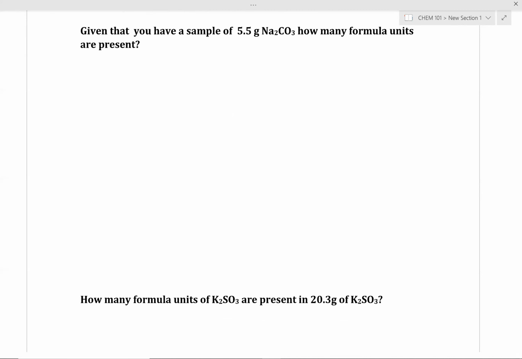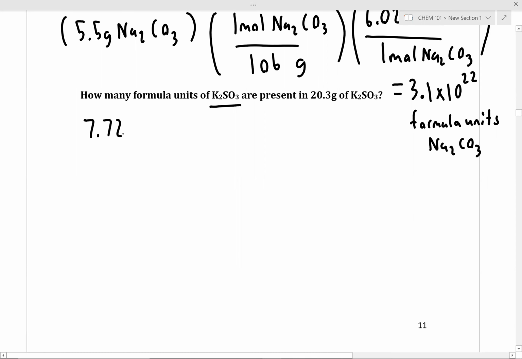Okay. Now let's look at the next example, and I was wondering if someone could volunteer their solution for this problem, and then we'll talk through it together as a class. Yes. Okay.